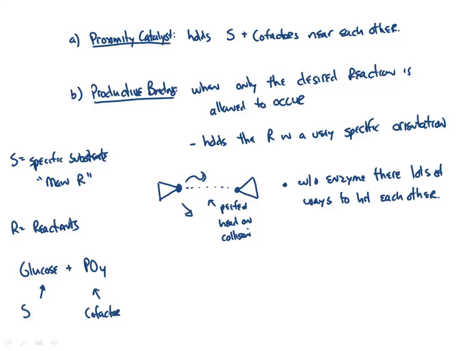Certainly you can add a phosphate group to just about any carbon in that glucose molecule, but the only one that counts, the only one that actually leads to the rest of the reactions occurring is if that phosphate is bonded to the number 6 carbon. So instead of just having a glucose randomly bumping into a phosphate and adding to any one of 6 carbons, if we think about proximity catalysts and productive binding, it holds them close together and then it holds them in the exact specific orientation for that reaction to occur.